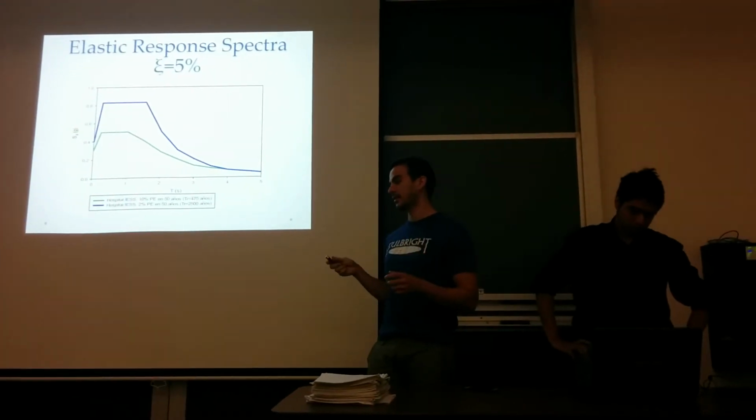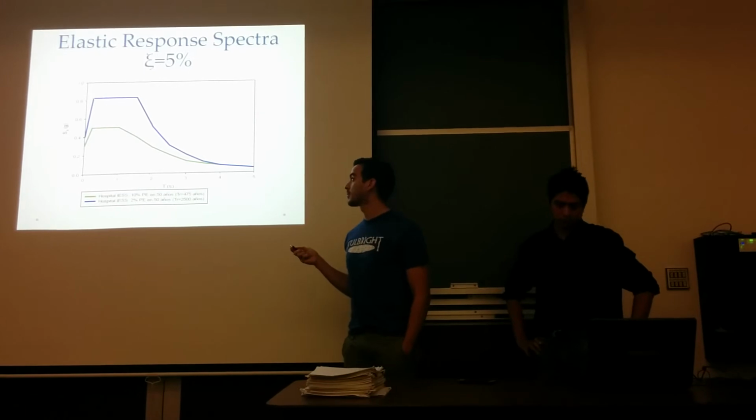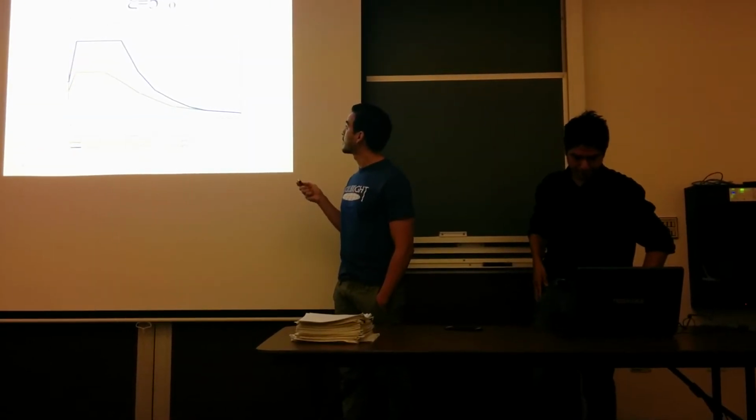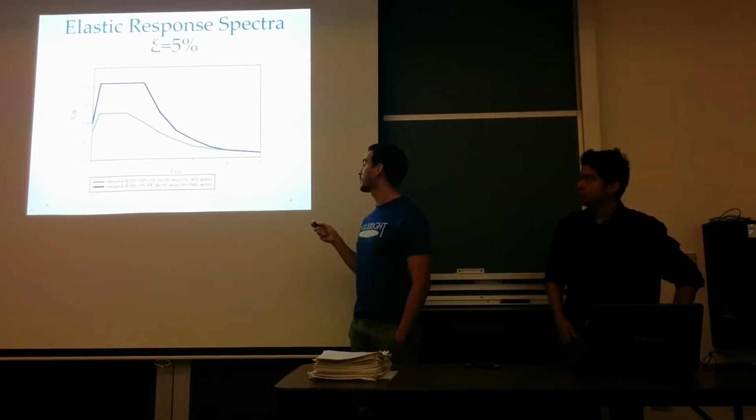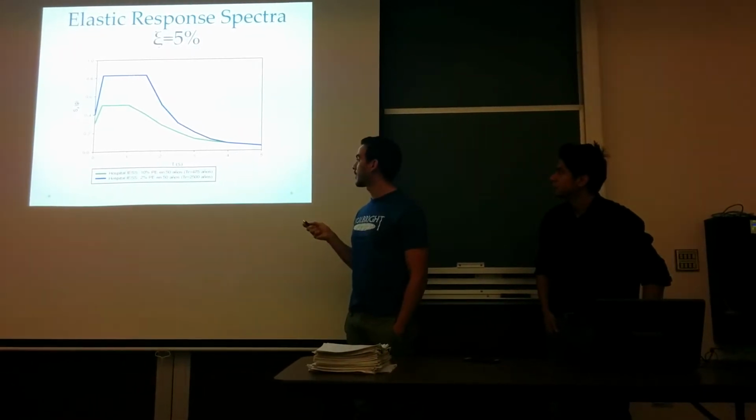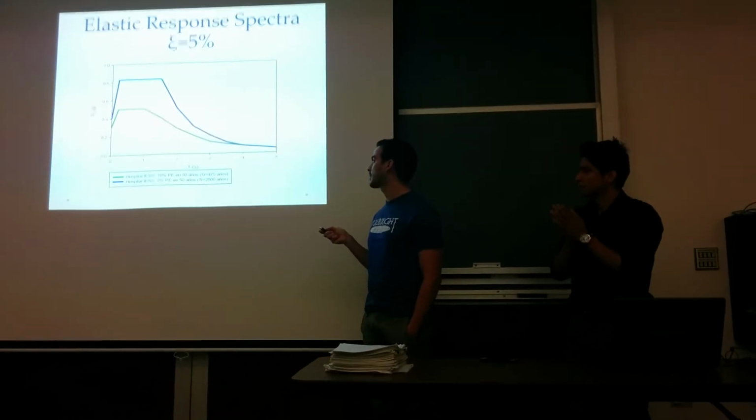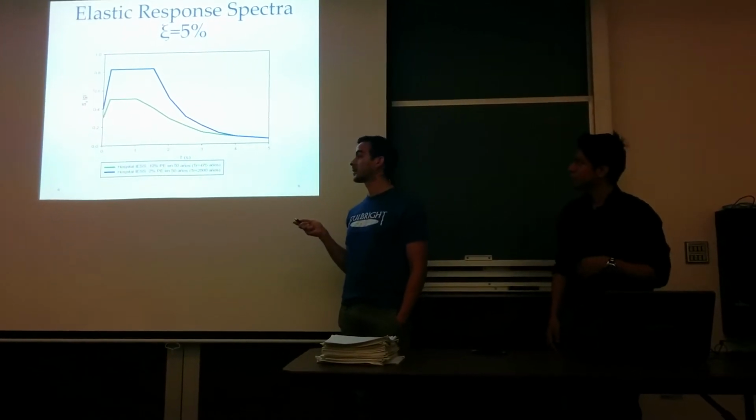Study inside seismic hazard study, and they came up with this spectra. So you can see here, this is the elastic response spectra for a damping ratio of 5% for the earthquake of 2% in 50 years. This is a spectra for the earthquake of 2% in 50 years, this is for 10% in 50 years.